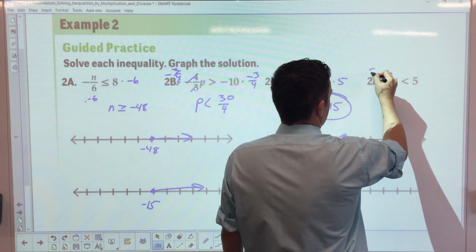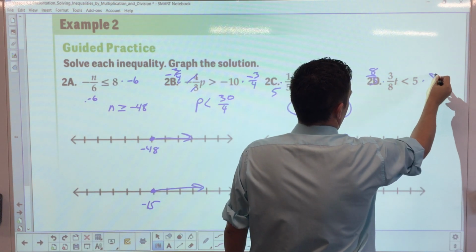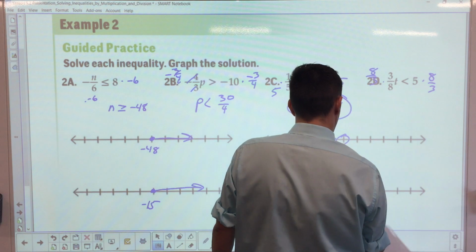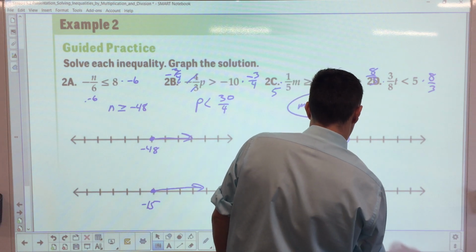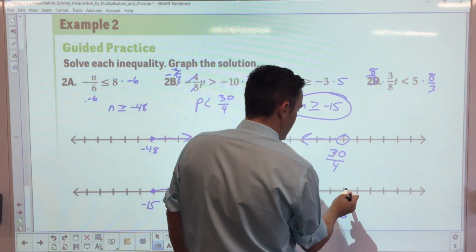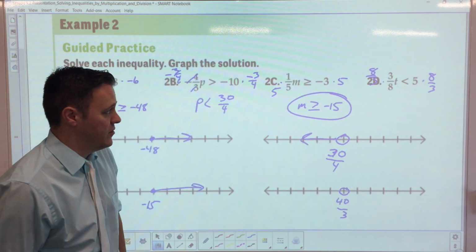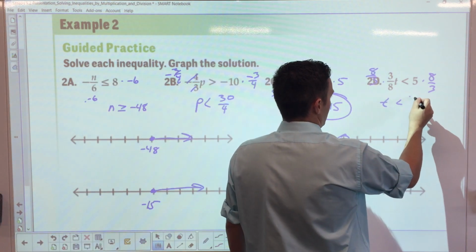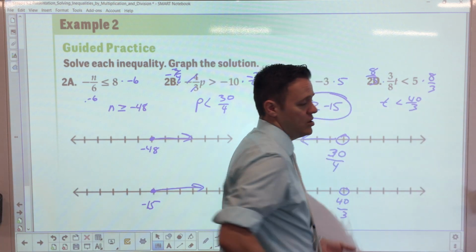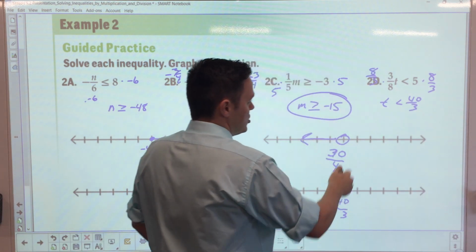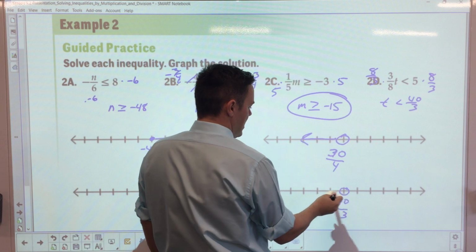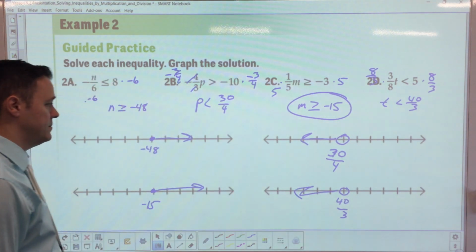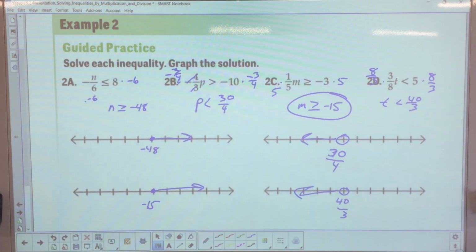Last but not least, 8 over 3, so that'd be 40 over 3. Okay, and it's an open interval. And then you'd have to find out t is less than 40 over 3 because we didn't multiply or divide by a negative. So if I put 0 in here, does that make it a true statement? So it's going that way. Okay.